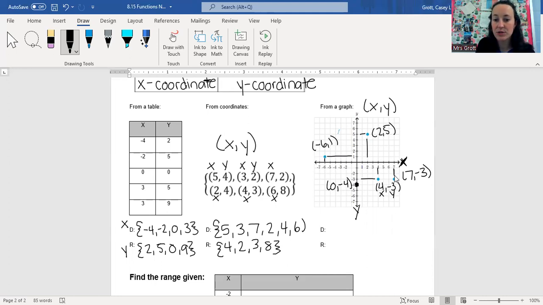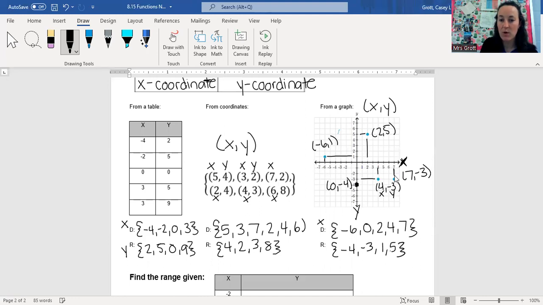So we've got all these ordered pairs. Let's go ahead and figure out what all of our x values are for the domain. So we've got -6, 0, 2, 4, and 7 for our domain. Those are all of the x values that are given. Range, all of my y values, we're going to have -4, -3, 1, and 5, all of my y values that are on this graph.